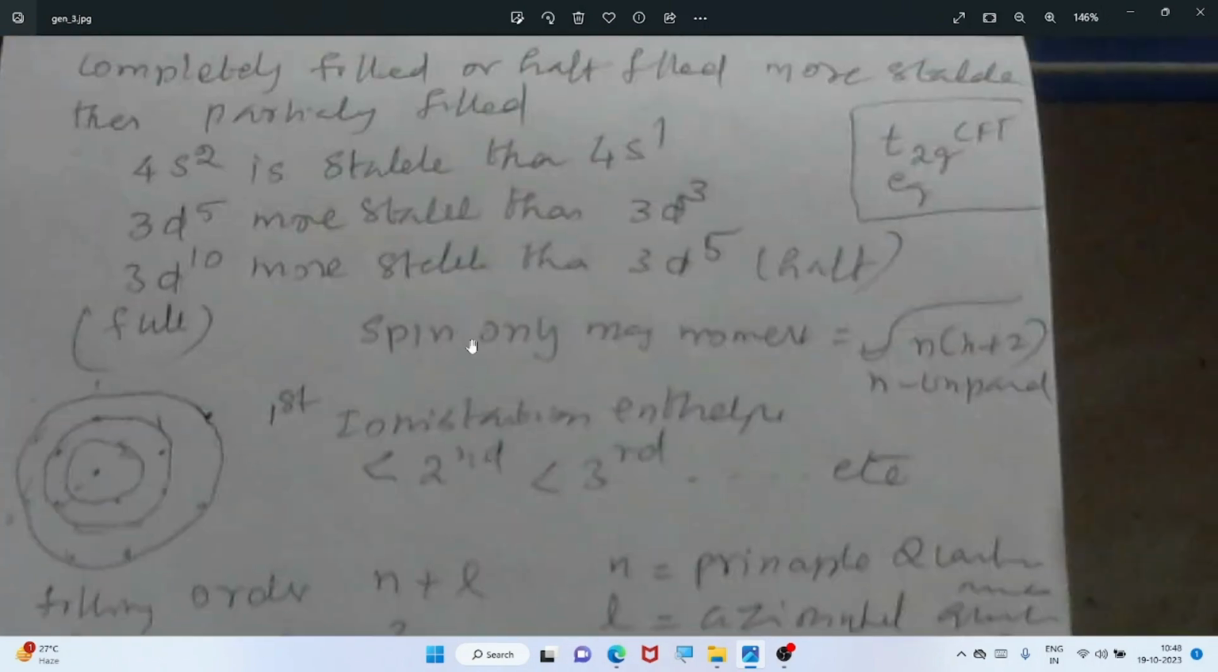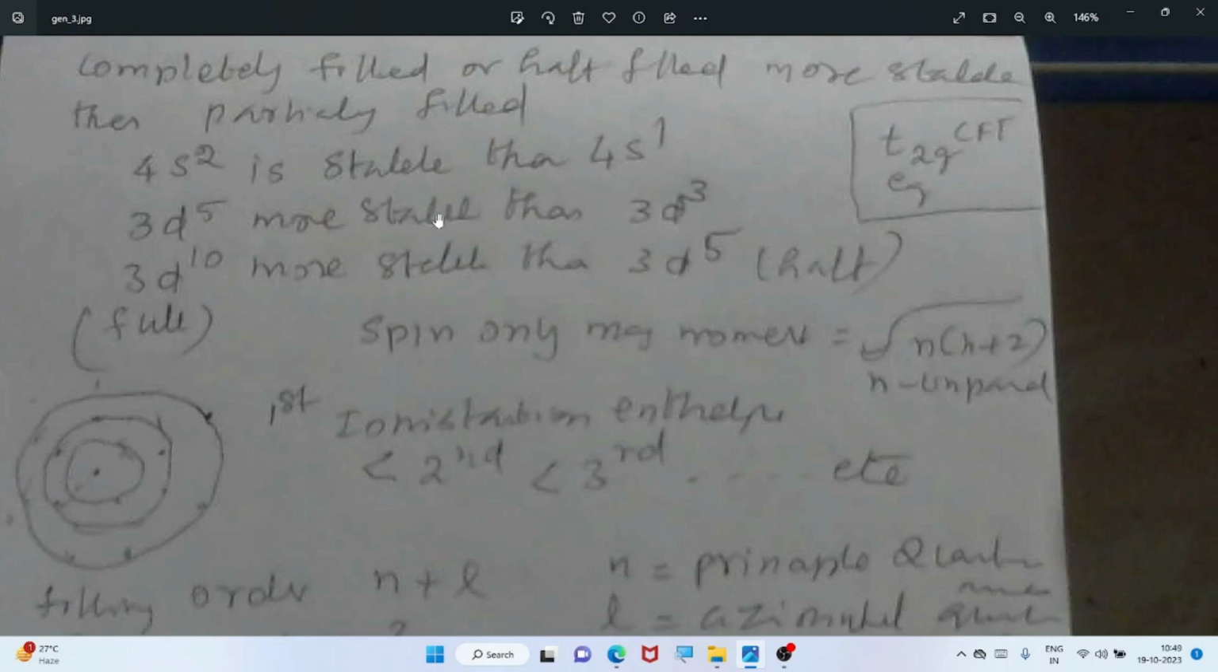Now something about the filling of the orbitals. Completely filled or half filled orbitals are more stable than partially filled ones. Example, 4s2 is more stable than 4s1, because 4s2 is completely filled, the s orbital having a maximum of 2 electrons, and 4s1 is half filled. 3d5, half filled, is more stable than a partially filled one. The d orbital holds 10 electrons, so half filled is 5. Half filled is more stable than partially filled, and 3d10, completely filled, is more stable than 3d5 half filled.